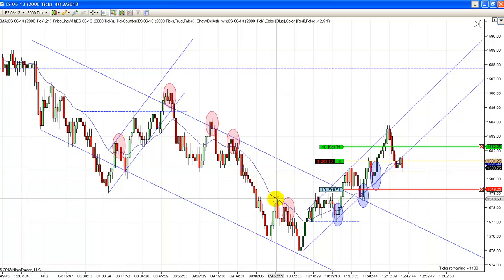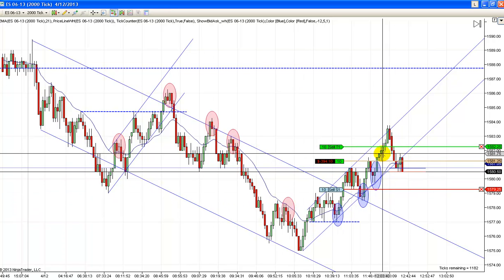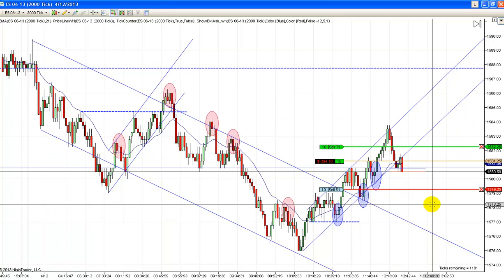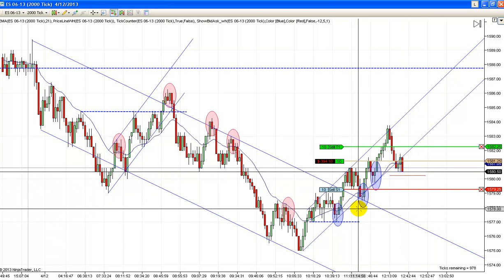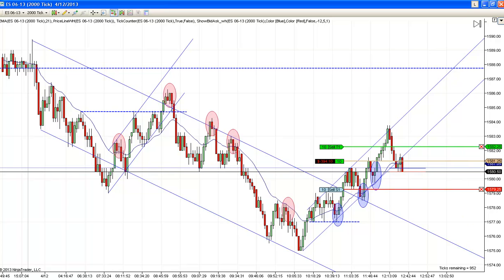But anyway, we got the channel working down. We broke it and we've been trending up. And this is the first time we really closed outside this trend line. So we should get a retest here. Like I said, it wouldn't surprise me if they don't trap some people here. I'm not going to give this much room.